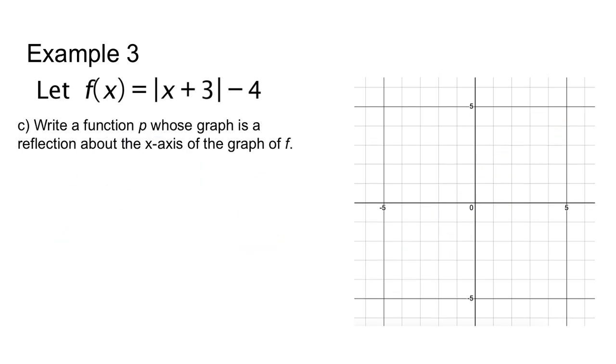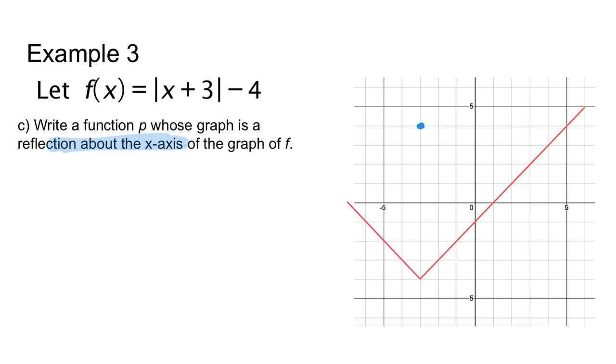Let's try another one. What if I take a function and reflect it over the x-axis? Okay, we'll start with that f of x function, and now we're going to take this function and reflect it over the x-axis. What's that mean? That means every single one of these points that is below the x-axis now becomes above the x-axis. So for example, my vertex, which is right here, is currently 4 units below the x-axis. When I reflect it over the x-axis, it becomes 4 units above the x-axis. So my vertex now moves to right here.